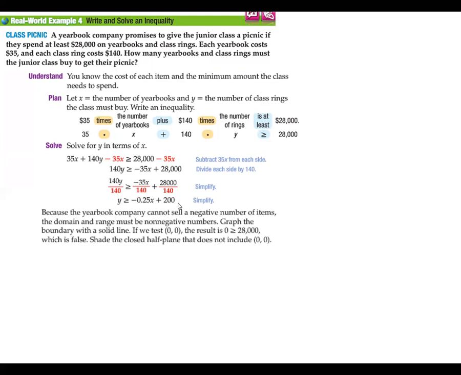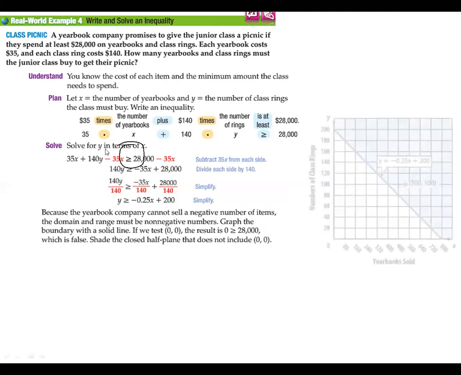Because the yearbook company cannot sell a negative number of items, the domain and range must be non-negative numbers. So you graph the boundary with a solid line because it's an or equal to inequality. If we test 0, 0, the result is 0 is greater than or equal to 28,000, which is false.